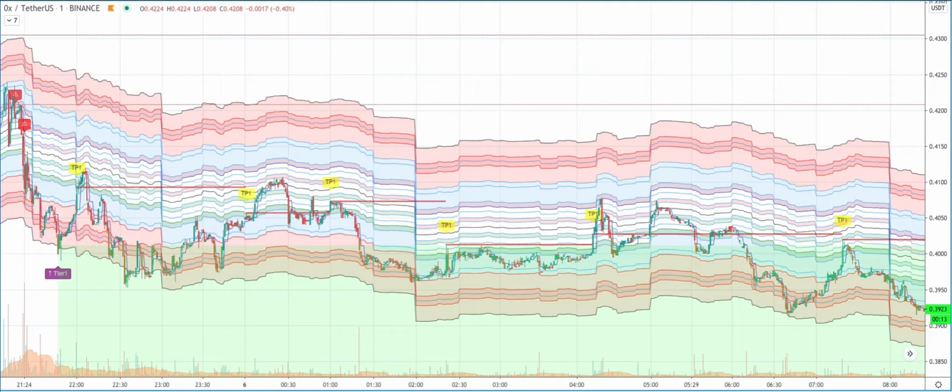We're looking at ZRX-USDT. That's 0x-USDT. If I'm not mistaken, this is the one that does the integration of decentralized exchanges for Ethereum-based coins, but I could be totally wrong.